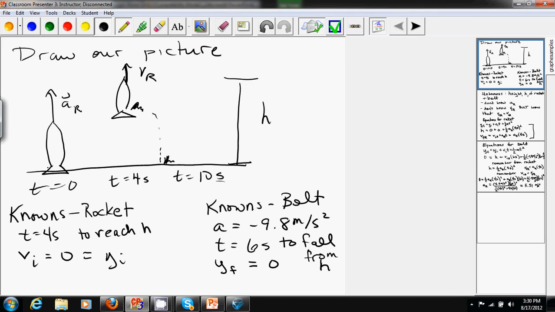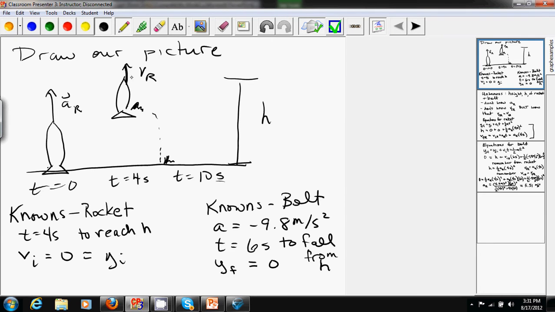So first of all, I drew my picture like I always do. Start off here, and here's your rocket. It looks like a fish that's being caught because I can't draw, but there you go. This is the situation at our initial time t equals 0. The rocket's taken off, it's launching. Here's our acceleration vector. Now, at t equals 4 seconds, it's reached the point where the bolt detaches. That's the bolt right there.